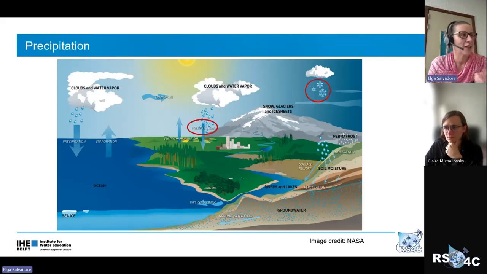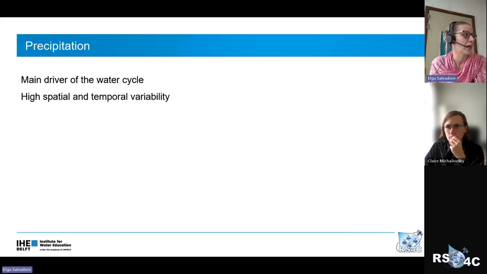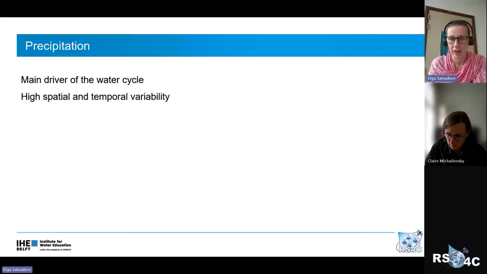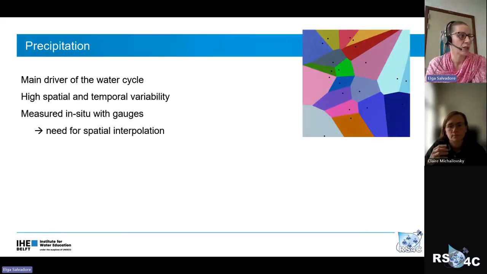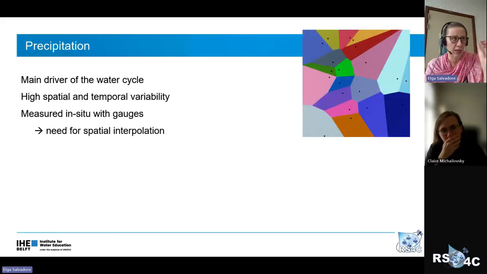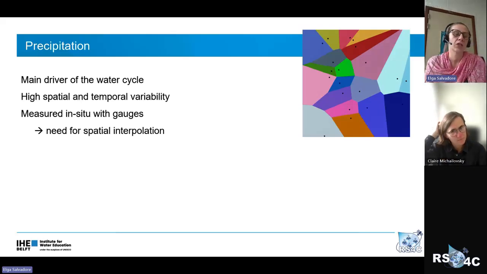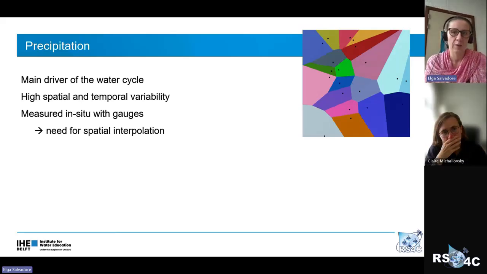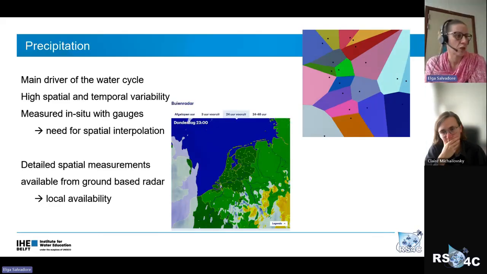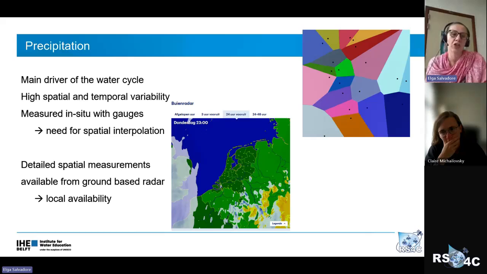So the first component, I think, is the precipitation, which is something we all know is very important. It's the main driver of the water cycle, so it's the biggest component. It also has a high spatial and temporal variability. Normally we measure with rain gauges, and Claire already showed this image showing that we need some spatial interpolation. You have many points, and also this network of gauges is shrinking over time. We actually have less in situ measurements. It gives us a motivation to explore other types of measuring techniques.